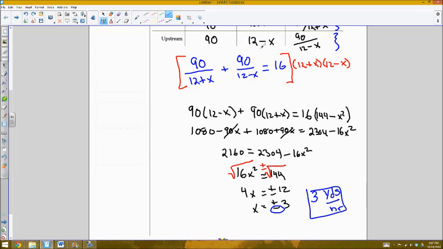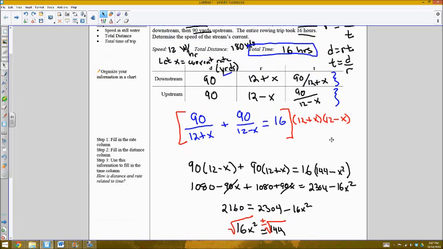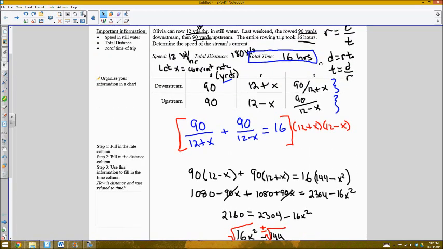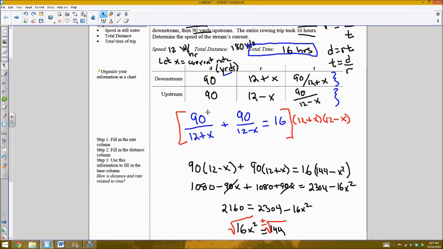To sum up what we did in this equation, I'm going to go through a couple of steps. First, we set up a table and we filled in the rate column. Then we filled in the distance column. And we used that information to fill in the time column. And a question you should always ask yourself is, how is distance and rate related to time? And the answer to that is that time is equal to the distance over the rate.